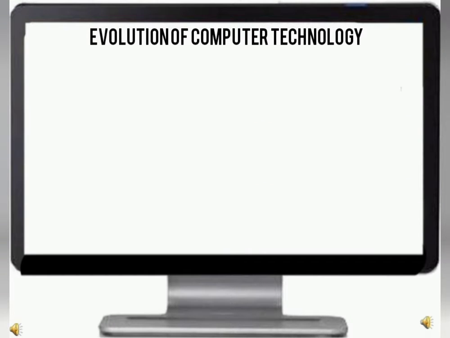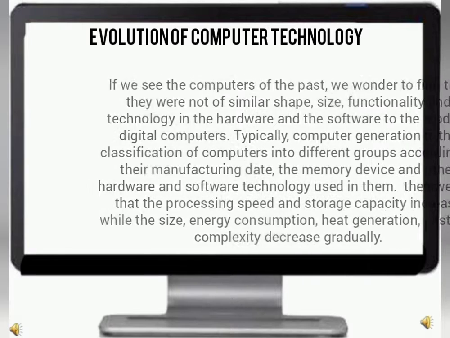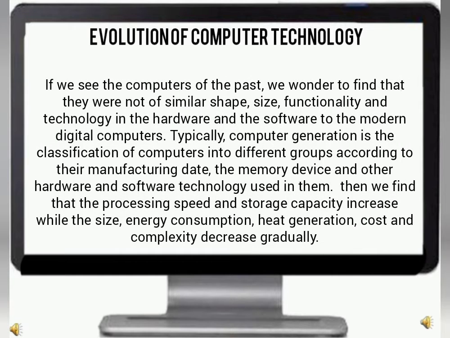Evolution of computer technology: If we see the computers of the past, we wonder to find that they were not of similar shape, size, functionality and technology in the hardware and the software to the modern digital computers. Typically, computer generation is the classification of computers into different groups according to their manufacturing date, the memory device and other hardware and software technology used in them.